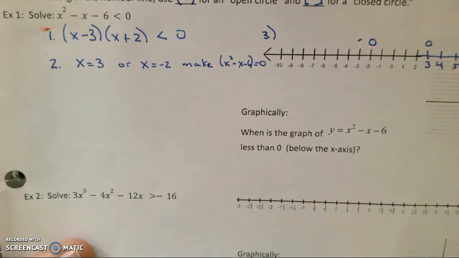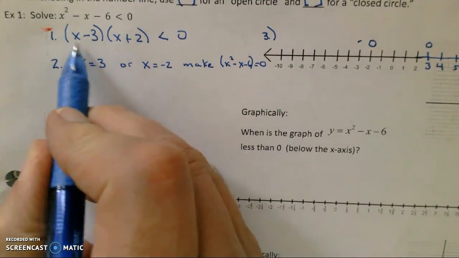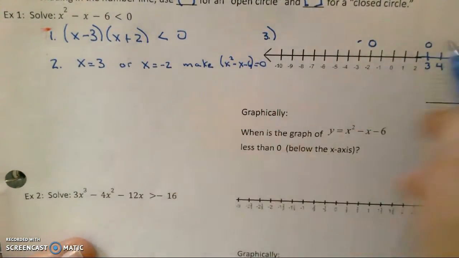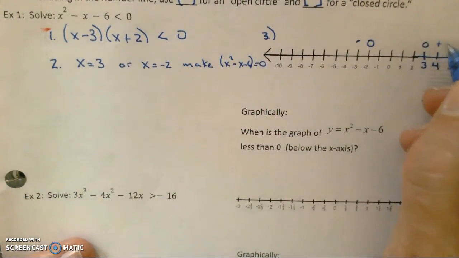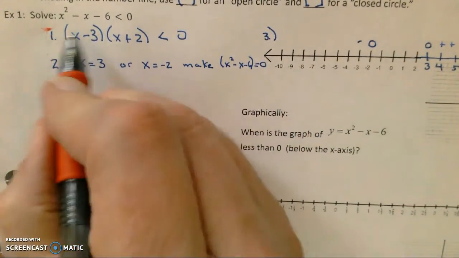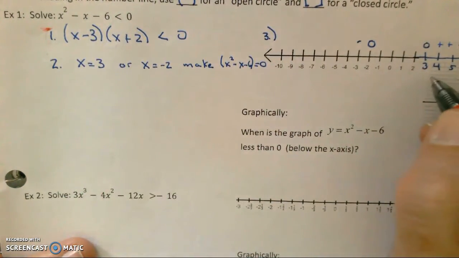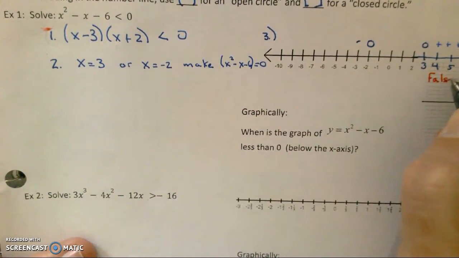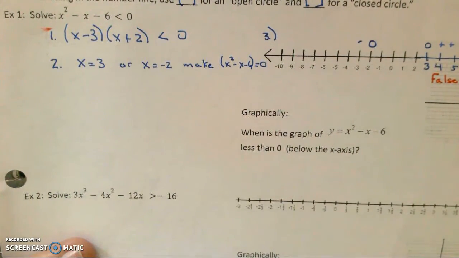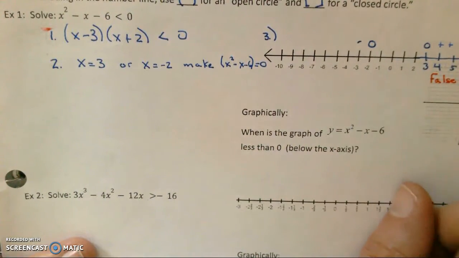And we can see that when we pick numbers that are bigger than 3 for x, this first factor will be positive, as will the second. And when we take a positive times a positive, we get a positive. But we wanted to know when x squared minus x minus 6 is less than 0. So if it's positive, it is not less than 0. That product is not less than 0. So that makes the inequality false. So 3 to positive infinity would make the inequality false.